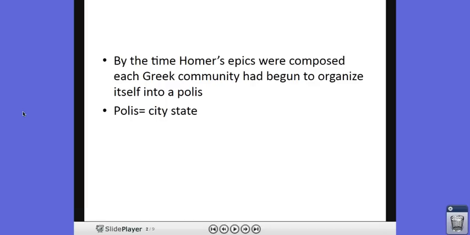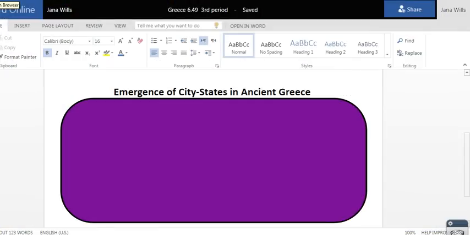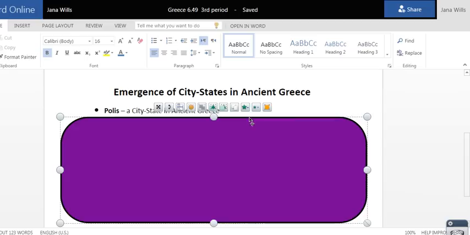By the time Homer's epics were composed, each Greek community had begun to organize itself into a polis. A polis is a city-state, so that's going to be our first note. I'm going to be using bullets when I take these notes. So I have my title here, Emergence of City-States in Ancient Greece. I'm going to put a bullet in, and my first note is going to be the definition of a polis. A polis is a city-state in ancient Greece.